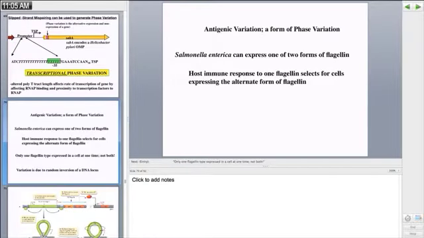That switching occurs randomly in a population of Salmonella, either in the laboratory or during infection. Which population predominates depends on the environment. So if you as a host create an antibody response, an immune response against one form of Salmonella's flagella in the course of trying to clear the infection, you can, in theory, kill off most of the Salmonella that bear that flagella.